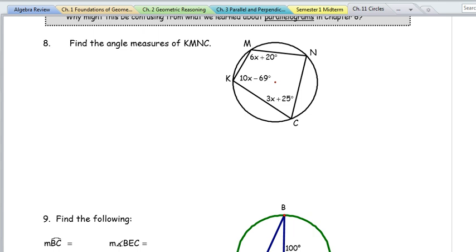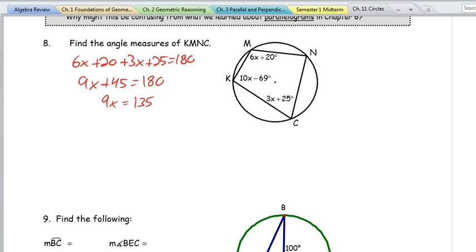So let's compare M and C. And again, they're not equal. They are supplementary. So we're going to say 6x plus 20 plus 3x plus 25 equals 180. 9x plus 45 equals 180. 9x equals 135. 135 divided by 9 is going to give us 15. So there's x.